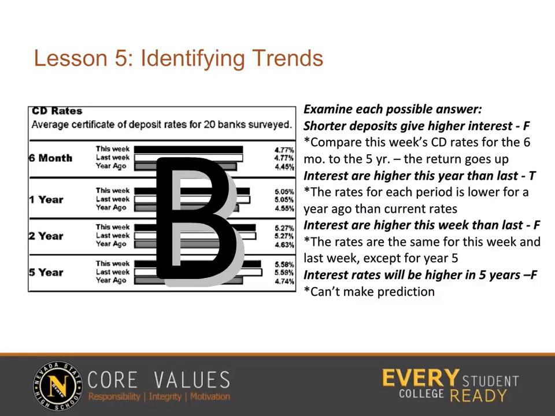The second statement is true because in each graph, the rate for this week is higher than the rate for 1 year ago. Thus, rates are higher this year than last year for all 4 graphs. The third statement is false because the rates are the same for this week and last week in all graphs except for the 5-year graph, which is actually lower, not higher.